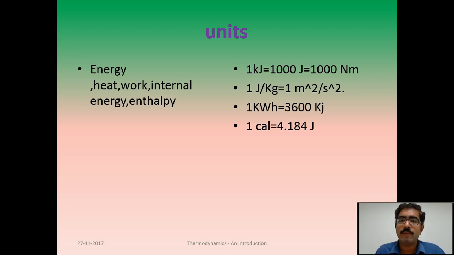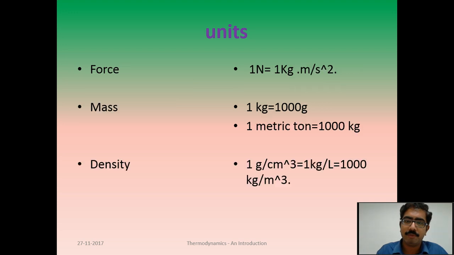Sometimes in the problem they will give kilowatt hour. So obviously we have to know how to convert kilowatt hour to 3600 kilojoule, and 1 calorie equal to 4.184 joule. Next we will be using force. We know that 1 Newton equal to 1 kilogram meter per second square, mass 1 kg equal to 1000 gram, 1 metric ton equal to 1000 kg, and density we will be using the unit kg per meter cube.